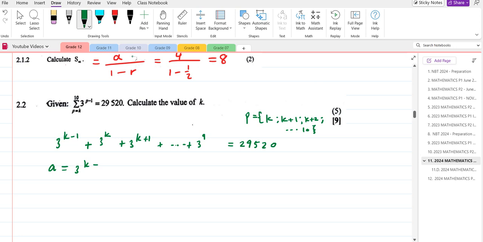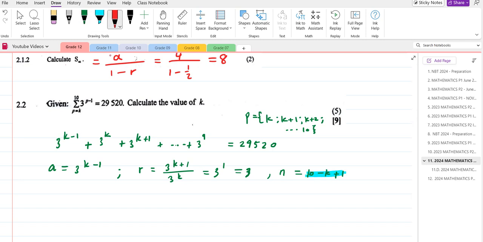Now we can see clearly that the value of a, the first term, is 3 to the power k minus 1. The common ratio is term 3 divided by term 2. Don't take term 1 divided by term 2 when you get negative. 3 to the power k plus 1 divided by 3 to the power k gives me 3 to the power 1, which is 3, right? And what else do we need? We need the number of terms, and n is equal to 10 minus k plus 1. So last term minus first term plus 1. That's how we find the number of terms. Don't write 10 minus k only.